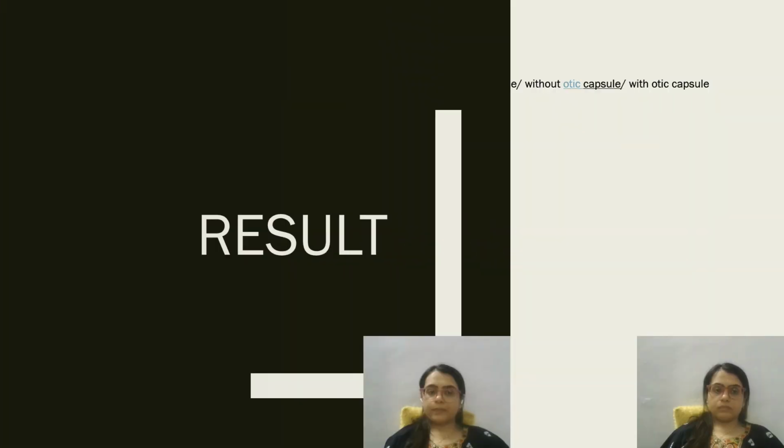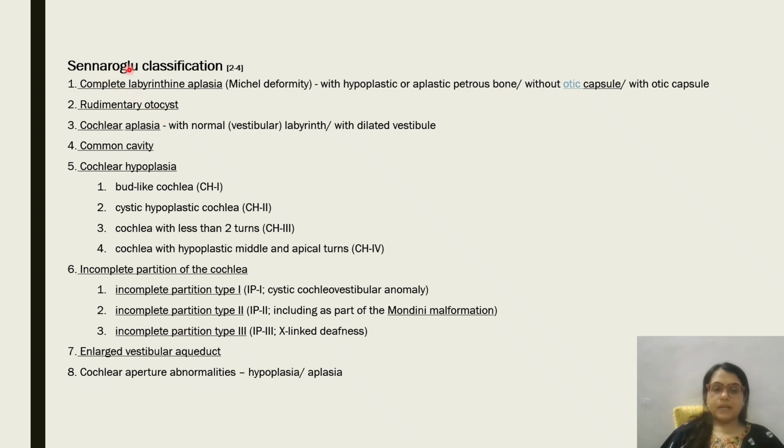Result. This is the classification. First is complete labyrinthine aplasia, also known as Michel's deformity, rudimentary otocyst, cochlear aplasia, common cavity, cochlear hypoplasia, incomplete partition of cochlea, enlarged vestibular aqueduct, and cochlear aperture abnormalities.